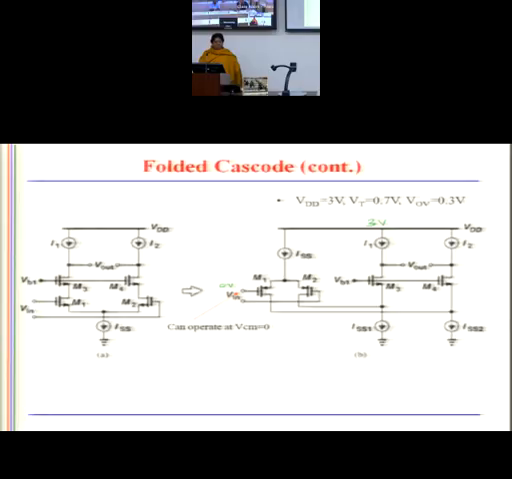It's a folded architecture, a folded differential pair, or a folded cascode differential amplifier, or simply folded cascode op-amp. Because if I say this is my op-amp, so this will be folded cascode op-amp. Clear? A folded cascode op-amp.